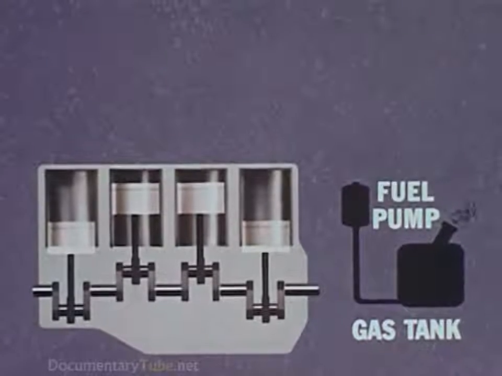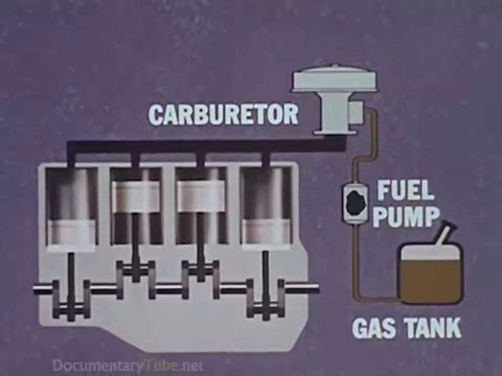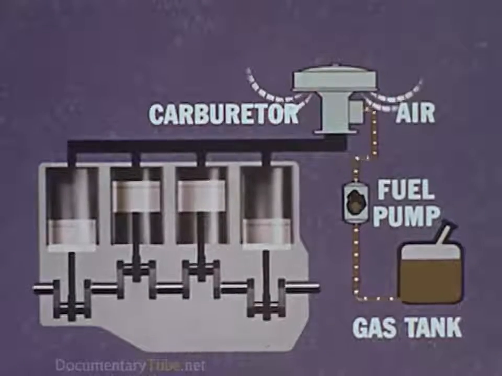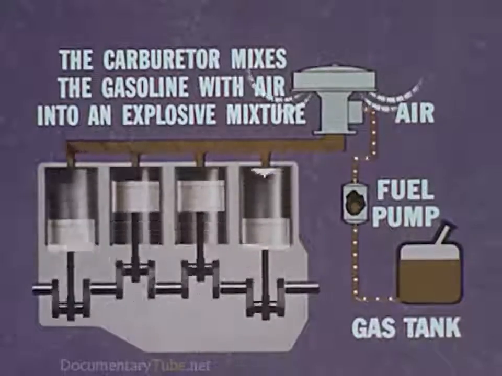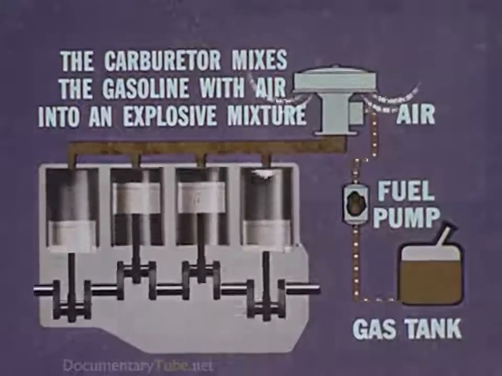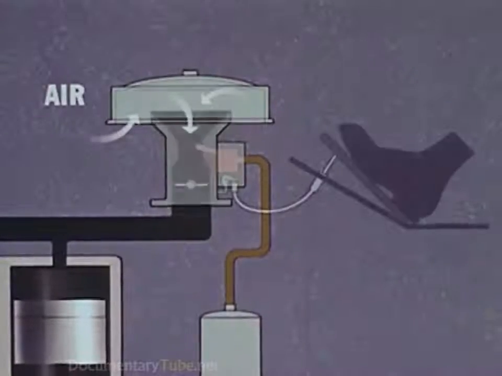Gasoline from the tank is pumped by the fuel pump to the engine's carburetor through the fuel lines. The carburetor mixes the gasoline with air to form the explosive mixture that drives the pistons. Here's a closer view of the carburetor.